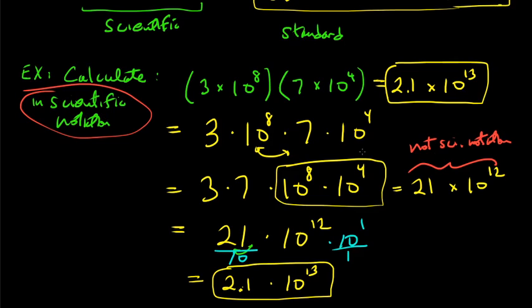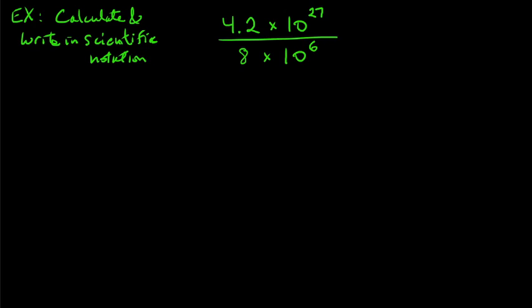So yeah, let's do a few more examples. Okay, next example, right? We want to calculate and then write in scientific notation. 4.2 times 10 to the 27 divided by 8 times 10 to the 6. So the way we did it when we multiplied is we separated the digits, right? The 4.2 divided by 8, we can calculate that. And then times 10 to the 27 divided by 10 to the 6.